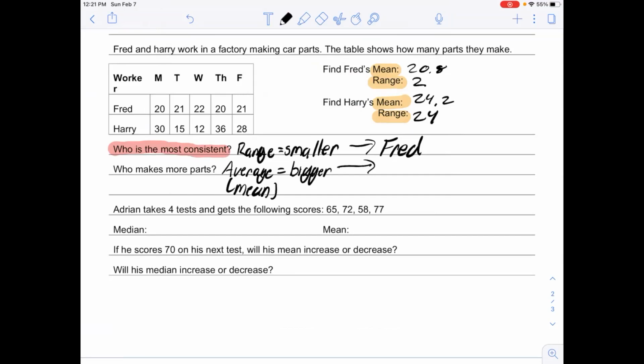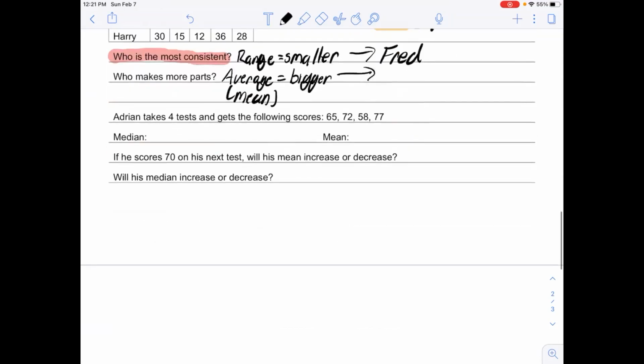Okay? Our last problem that we're going to look at, Adrian takes 4 tests and gets the following scores: 65, 72, 58, and 77. So the first thing we're going to do is find his median and his mean. So pause the video here, see if you can do both of those things, and restart when you're ready.